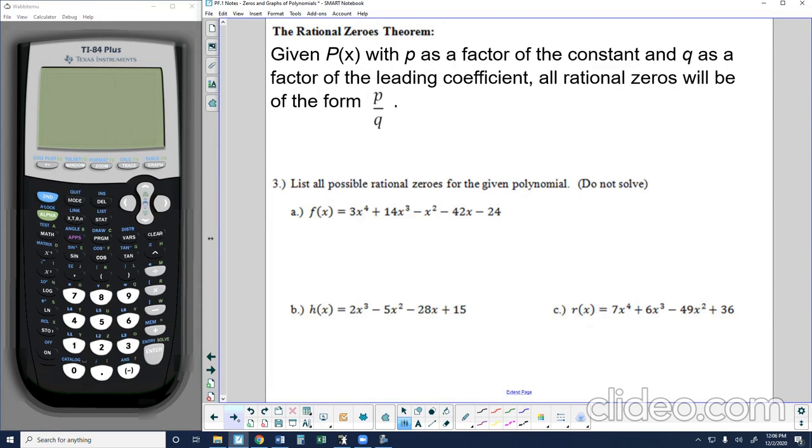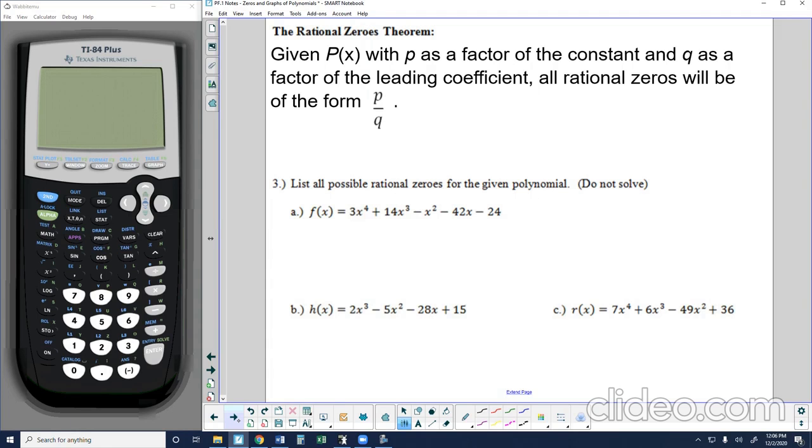Now let's see what that looks like with actual numbers in an equation. So for 3, we're not solving anything. We're just listing possible rational zeros. We're not figuring out which ones are zeros. We're just establishing a list of possible zeros.